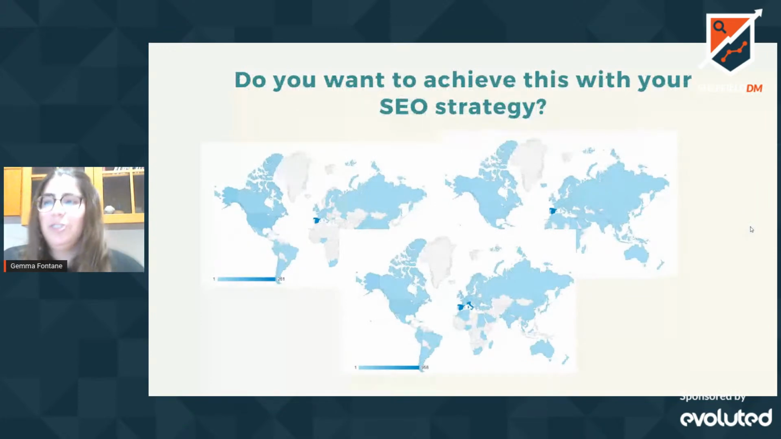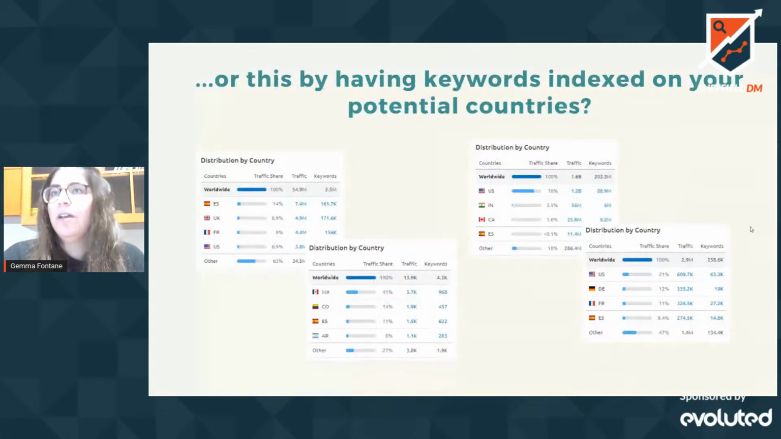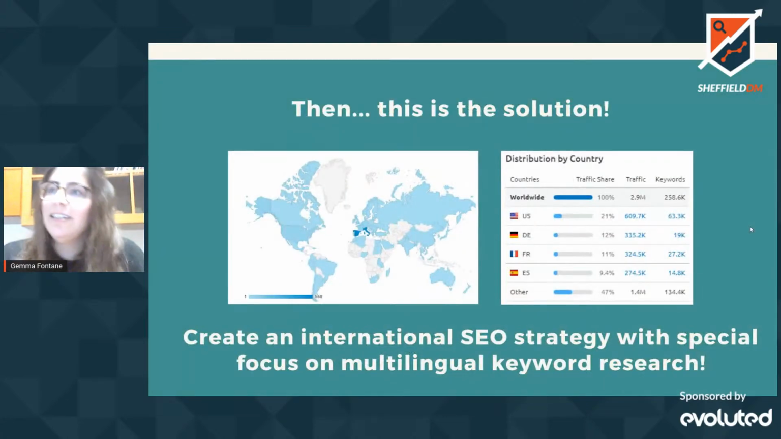Then, what do you want to achieve with your international SEO strategy? Do you want to arrive in new countries? Do you want to expand your visibility around the world? Or do you want to index new keywords in new countries, in new markets, to reach your new targets? Then this is the solution: to create an accurate international SEO strategy with a special focus on multilingual keyword research. This will be the main topic that we are going to cover today.